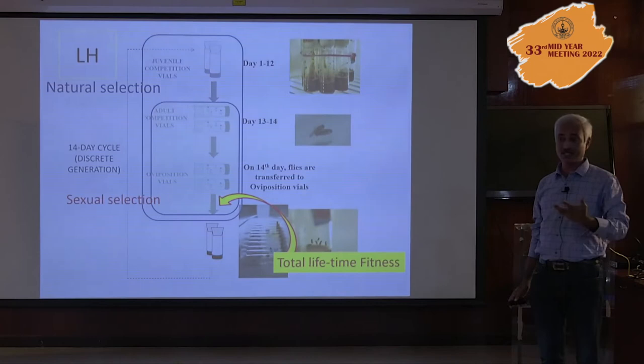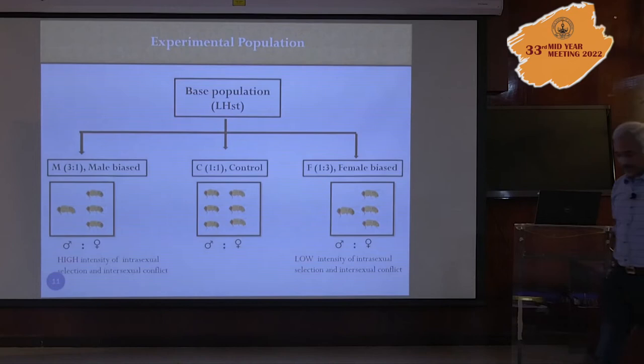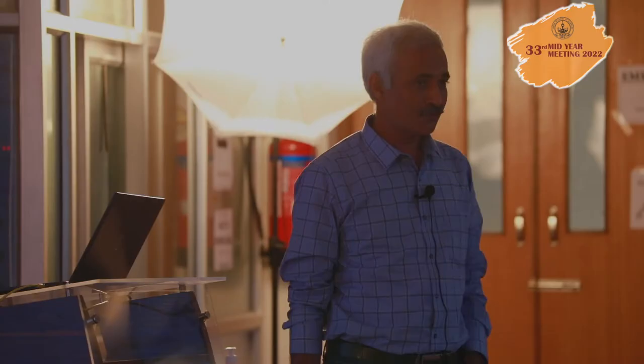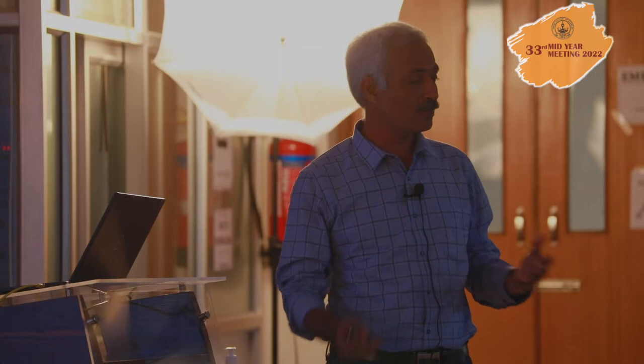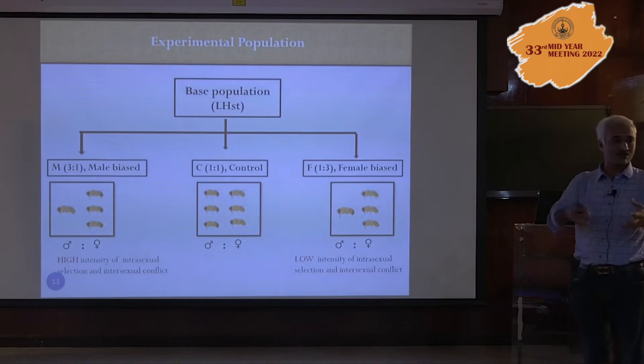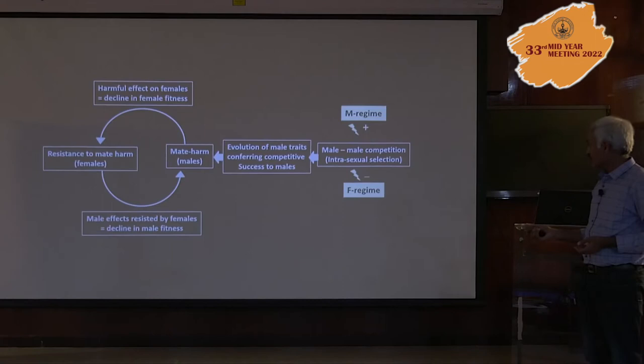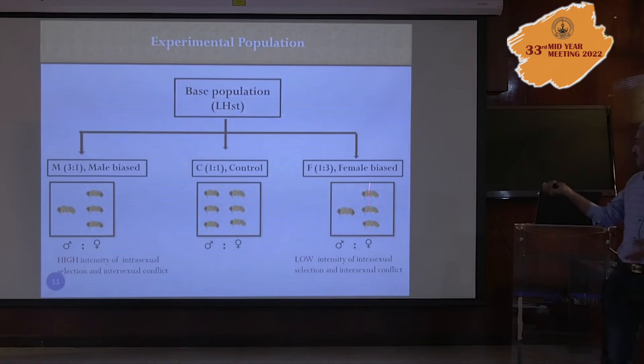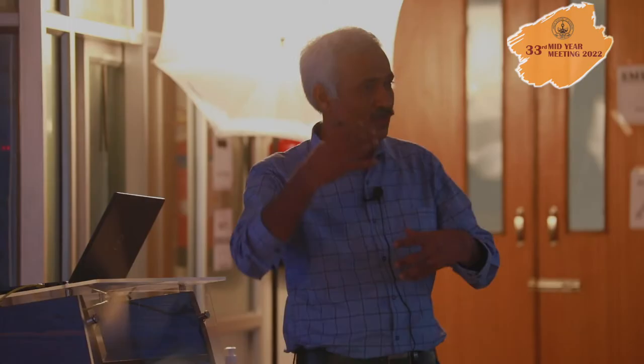What we did was we simply developed three sets of populations from this original population in which we manipulated the levels of sexual conflict. How do you do that? In one set, we made the populations male biased. Every three males, you had one female. So you had more males competing for females, so there is more male-male competition, so greater levels of intersexual conflict. As opposed to that, you have female biased populations, a whole set of them, where you have three females for every male. So fewer males, less male-male competition, so less conflict.